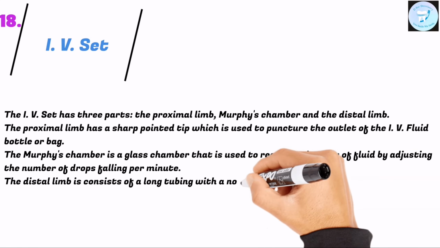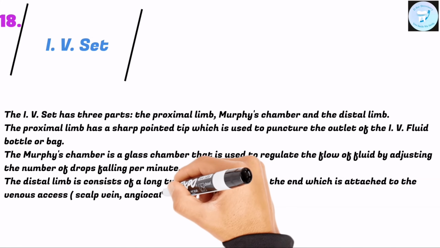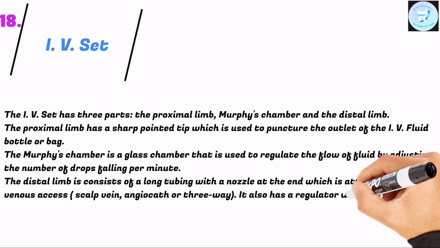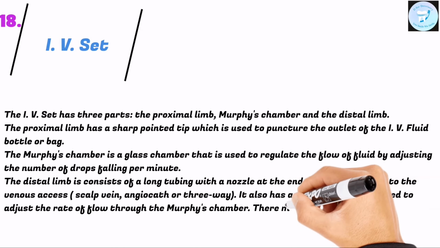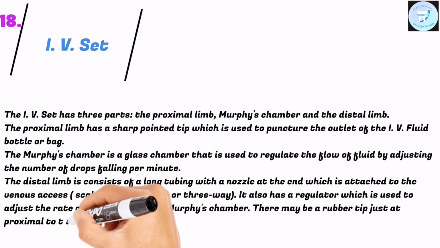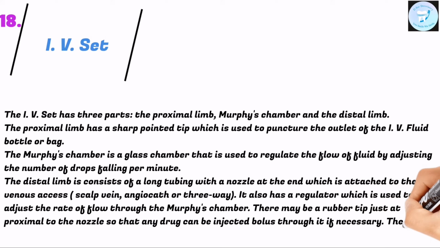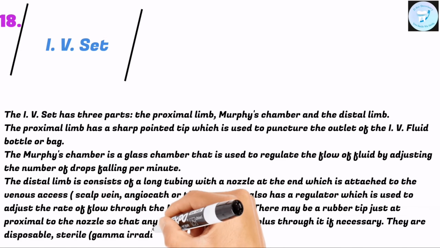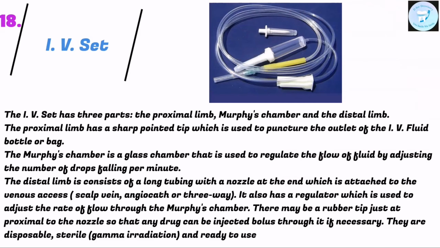The distal limb consists of a long tubing with a nozzle at the end which is attached to the venous access. It also has a regulator which is used to adjust the rate of flow through the Murphy's chamber. There may be a rubber tip just proximal to the nozzle so that any drug can be injected as a bolus through it if necessary. They are disposable, sterile and ready to use.